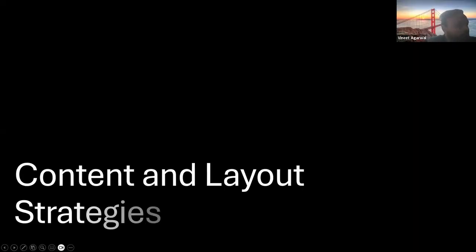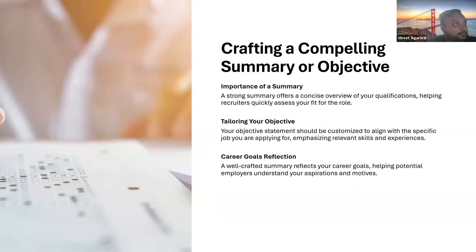Now let's move to the next thing. What should be the content and the strategy here? This is very important: in your summary, you should have an overview of your qualification, helping the recruiter quickly assess your fit for the role. Basically, what you have done, whether you have a BTech, and how many years of experience you have should be clearly communicated.